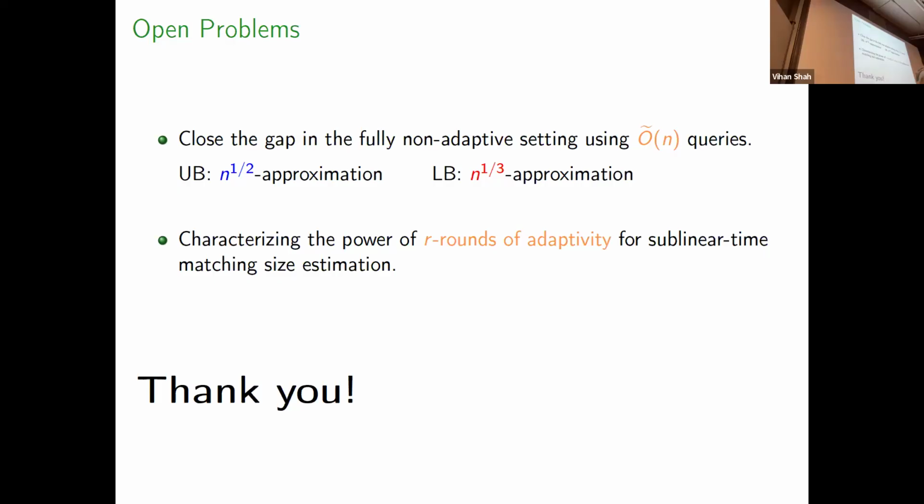For adaptive algorithms, you can get a 2.1 approximation, or very close to 2, in O tilde n queries. And if you want a 1 plus epsilon approximation, then you can do it in n to the 2 minus f of epsilon queries, and you need n to the 2 minus g of epsilon queries. Now these functions f and g are something, but yeah.